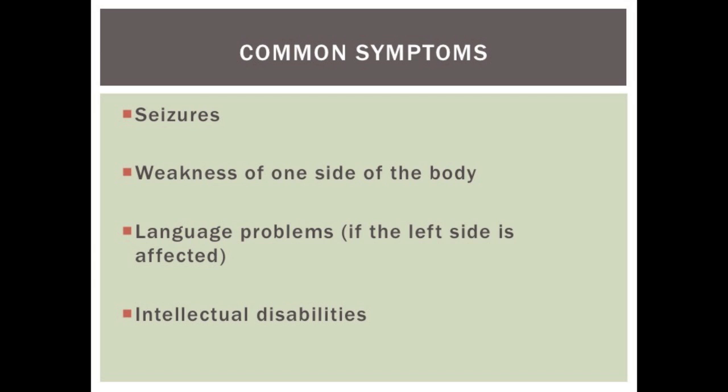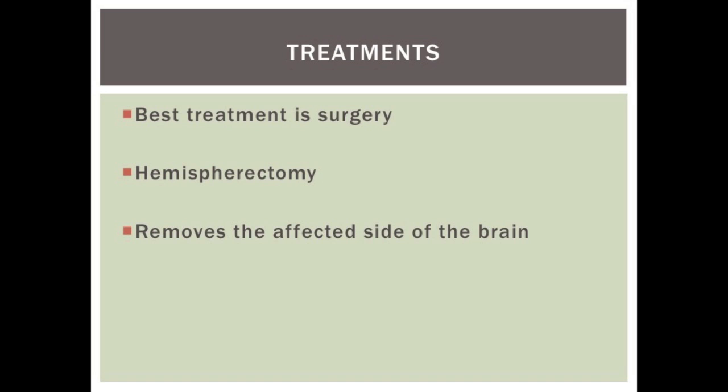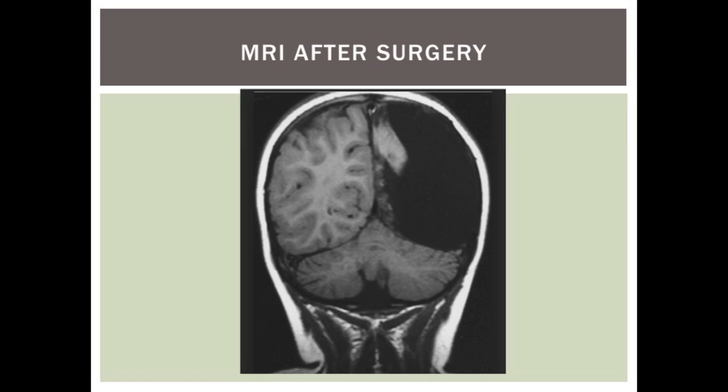Common symptoms are seizures, weakness of one side of the body, language problems when it affects the left side of the brain, and also intellectual disabilities. The best treatment is surgery. The surgery most often given is hemispherectomy. This removes the affected side of the brain. This is what an MRI would look like after someone has had this procedure done.